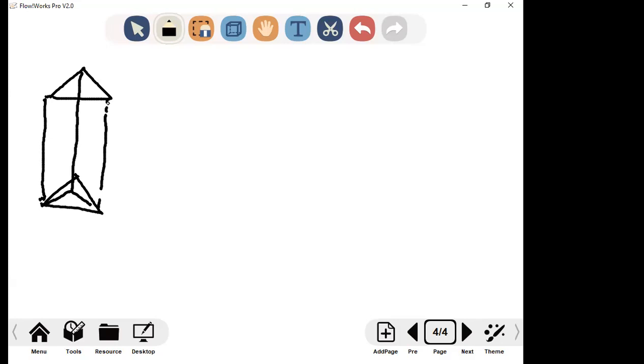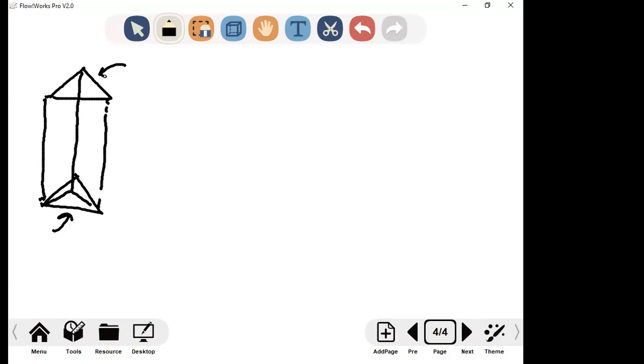So I have a triangle here, a triangle here, 2 triangles. But how many faces do I have? How many rectangles? 3 rectangles. One to the left, one to the right, and one on the floor. So to find the surface area of the triangular prism, I will find how many areas?